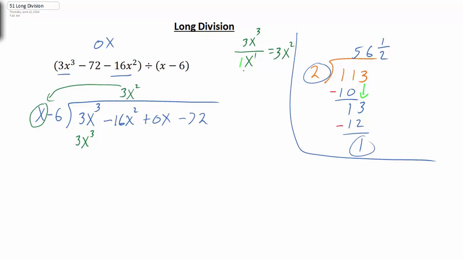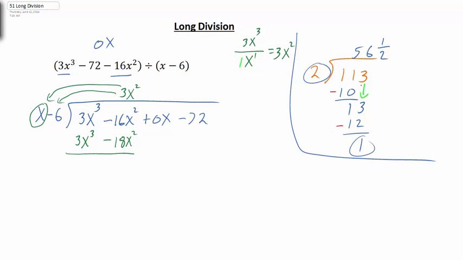Now, for me, instead of actually doing the division, I just simply say, what do we need to multiply the x by to get 3x cubed? And that would be the 3x squared. So we take 3x squared times x, and that gives us 3x cubed. Now, we also have to take the 3x squared and multiply it by the negative 6. So that's going to give us a negative 18x squared.